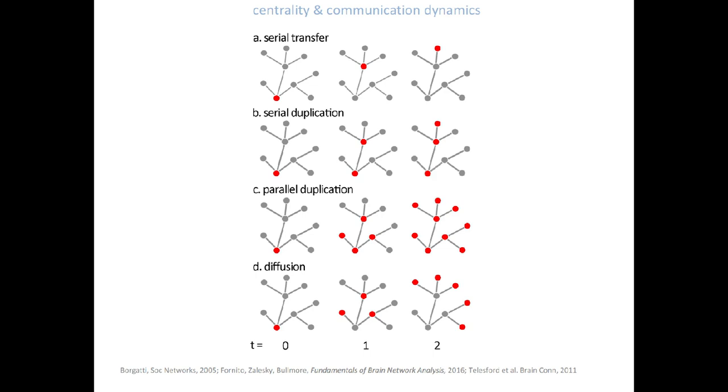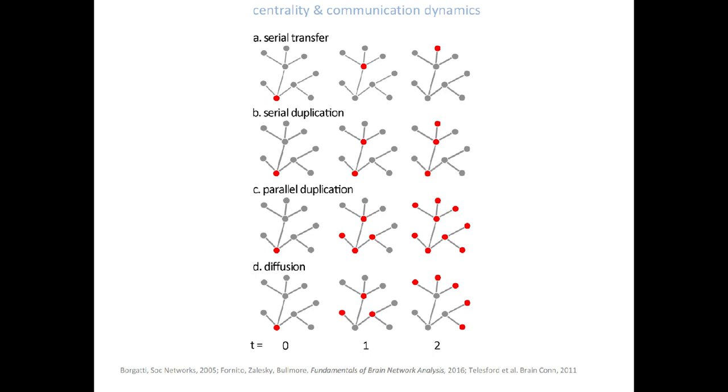Now, it's important to point out that these different measures of centrality often carry with them implicit assumptions about the type of communication dynamics occurring on the network. A lot of these measures based on shortest path lengths assume that information is going along the shortest path.